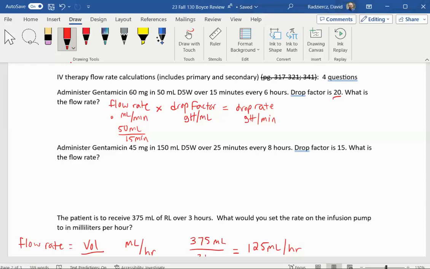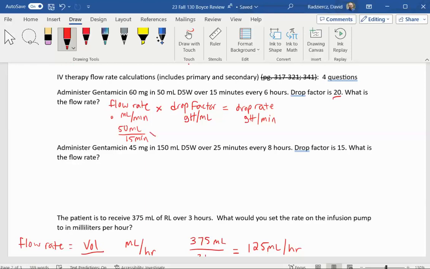We're going to run the infusion 50 milliliters for 15 minutes. 6 hours later, we're going to run the infusion again. Okay. So the 6 hours doesn't mean it's continuously running. It just means that every 6 hours, we're going to turn on this infusion for this particular medication. So 50 milliliters over 15 minutes.